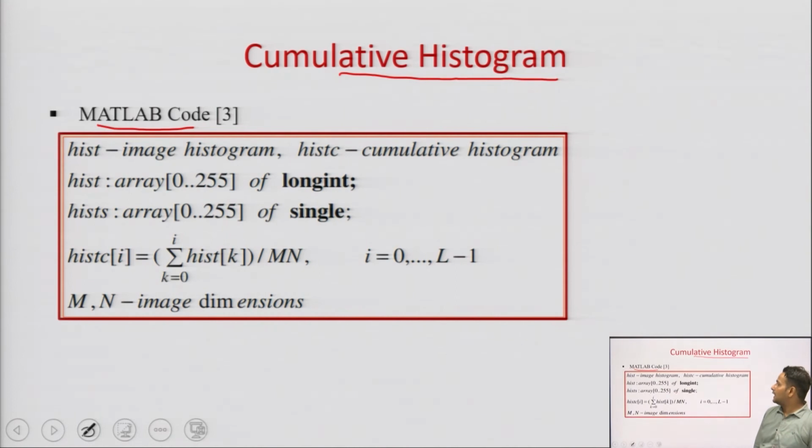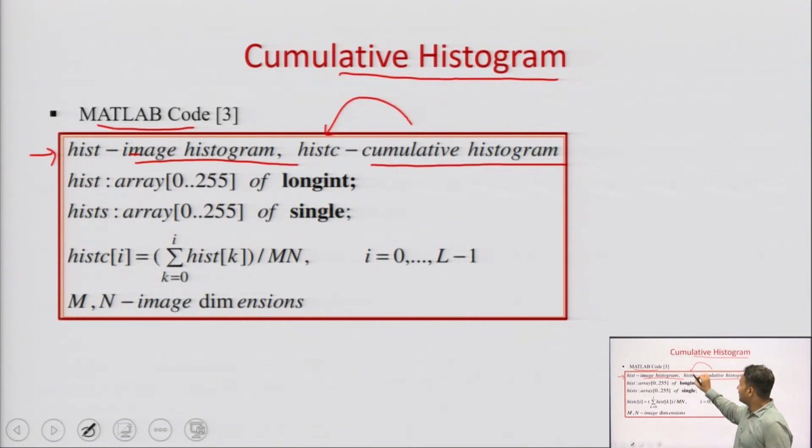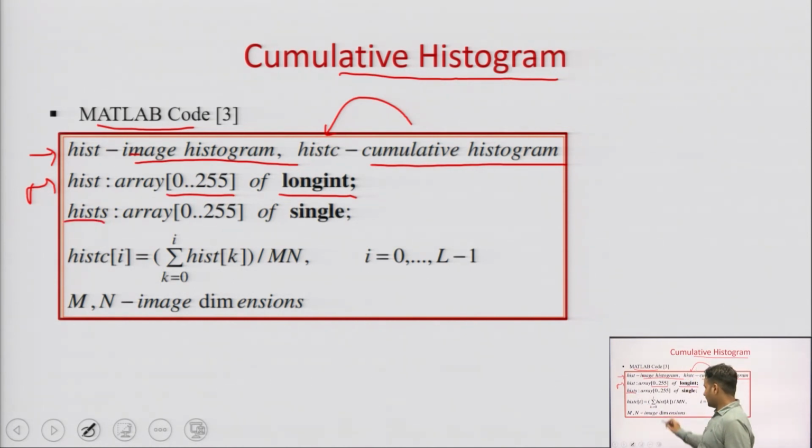That is the Matlab code by which you can observe the image histogram, and the cumulative histogram also has such syntax, that is HISTC, histogram cumulative. If we talk about the histogram array, then you have to take 0 to 255. So the function we are calling here is log int, and hist we are again assigning, that is the single one.